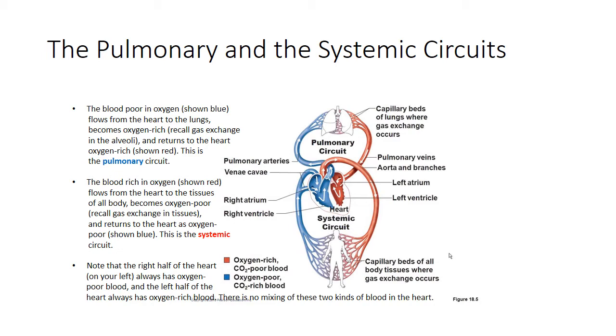always has oxygen-poor blood. See, blue. The left half of the heart on your right always has oxygen-rich blood. And so I don't know, maybe you can invent some mnemonics for this, like right poor, left rich, something like this. Be creative about it. Then very important point here, it never mixes normally.